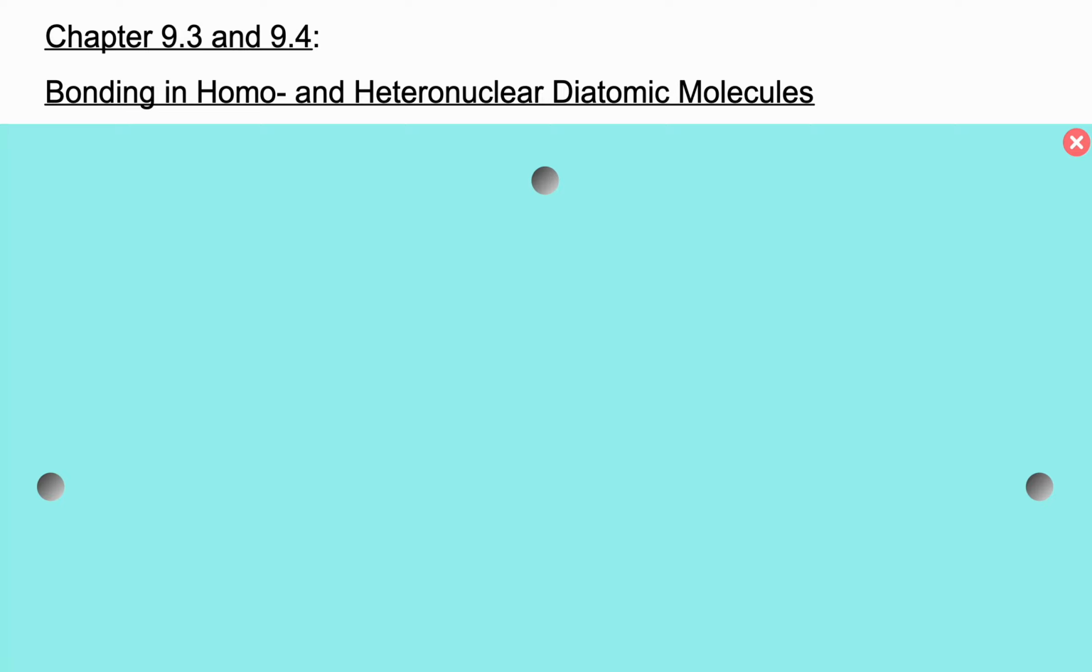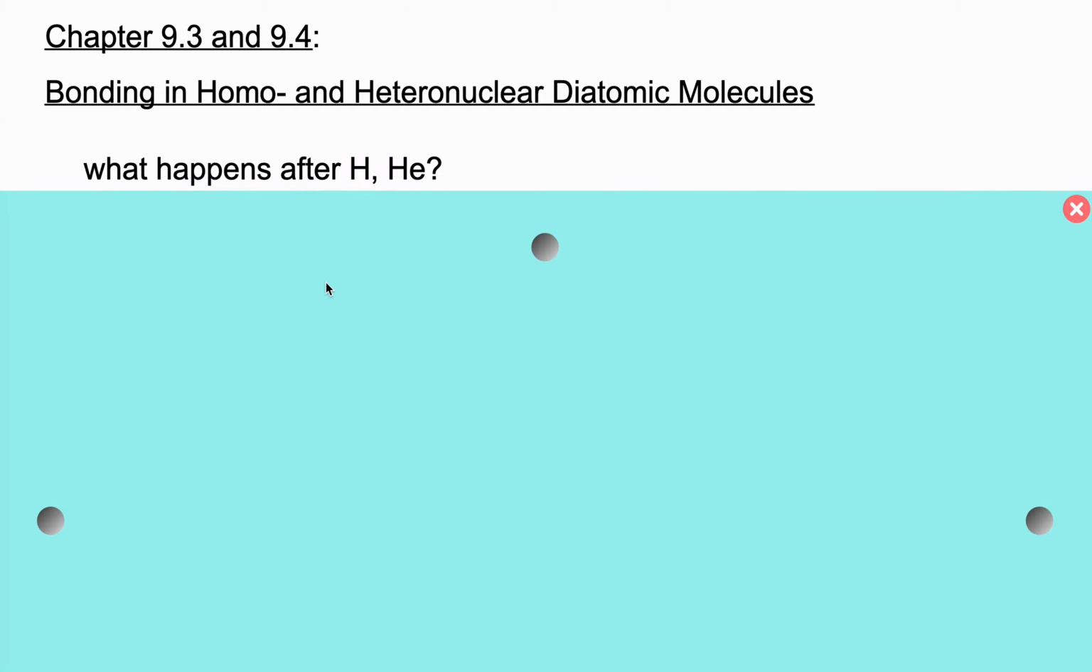Hello again. In this video, we're going to continue our discussion of molecular orbitals and molecular orbital theory, and we're going to expand what we did in the previous video to include homo and heteronuclear diatomic molecules that are bigger than those that just use 1s orbitals. So, we looked at bonding in hydrogen and helium containing species, and now we're going to ask the question, what happens after hydrogen and helium?